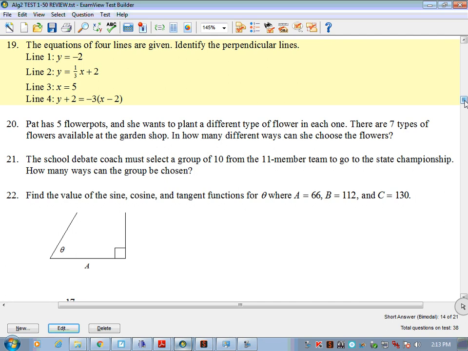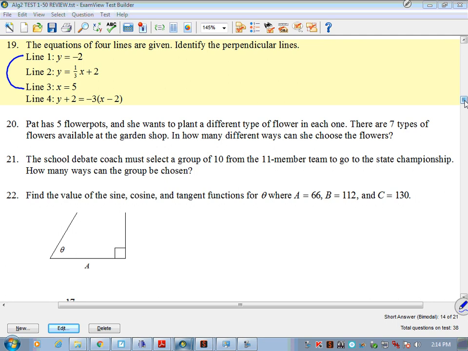So, looking through here, what kind of line is y equals -2? We just answered this question. Horizontal line. So, what type of line is perpendicular to a horizontal line? A vertical line. Do we see any vertical lines being represented here? Line 3. So those 2 lines are perpendicular.